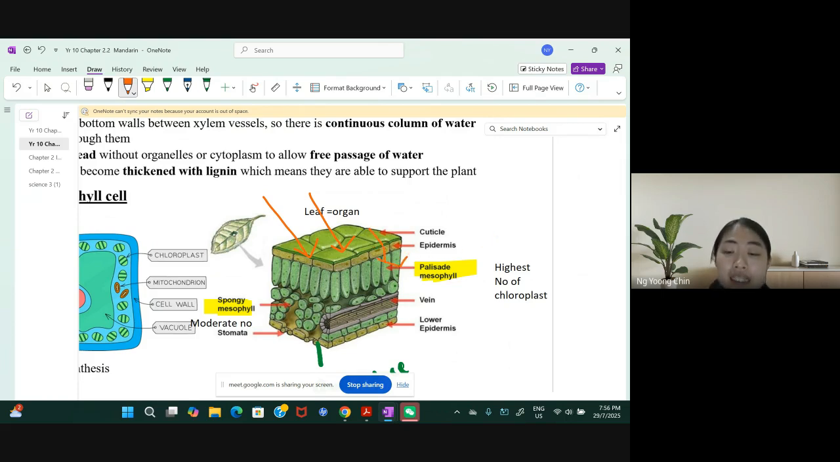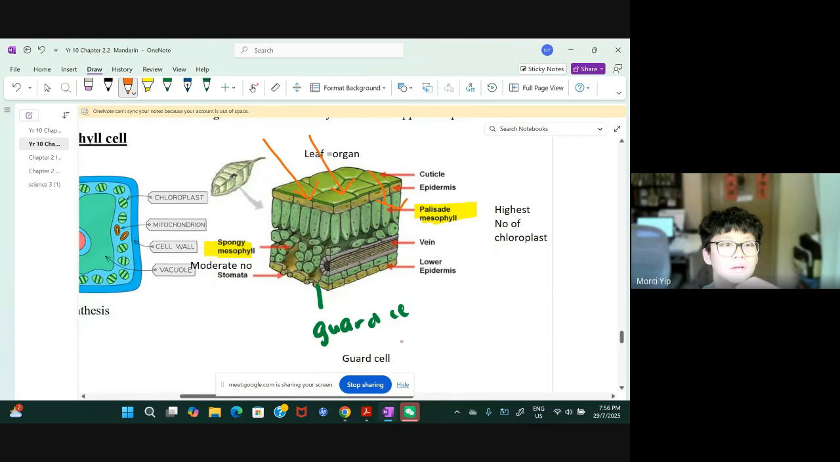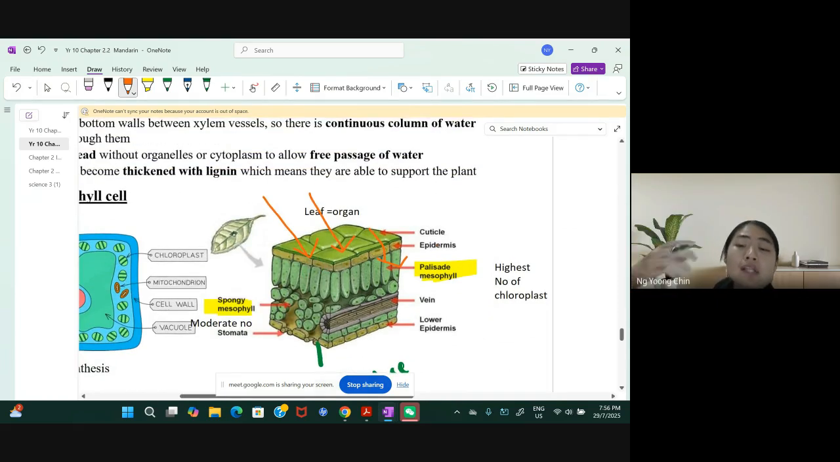So once the light enters the chloroplast of the palisade mesophyll cell, they can do photosynthesis, because inside they have the chloroplast. Understand? Okay. In the exam they'll ask about structure, so just remember the structure. You can see the upper part is the cuticle. The cuticle is a transparent, waxy layer.